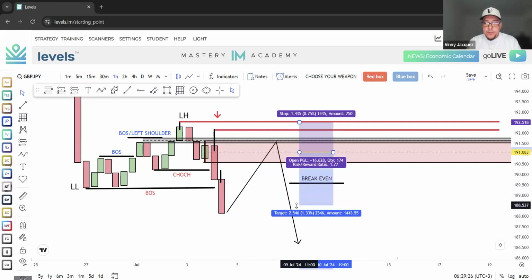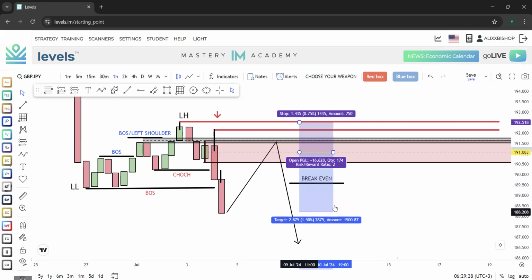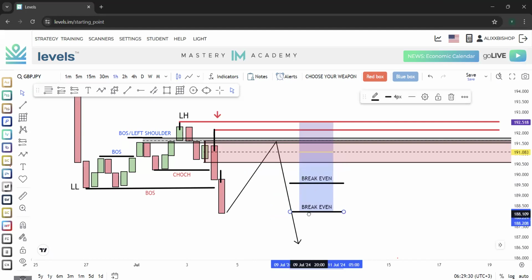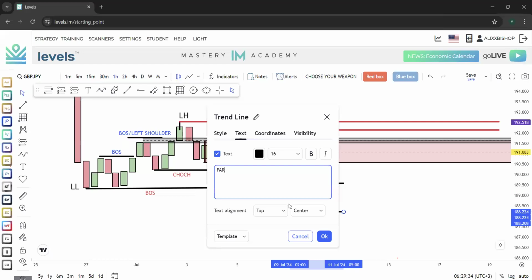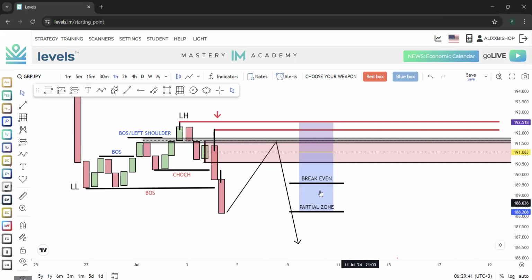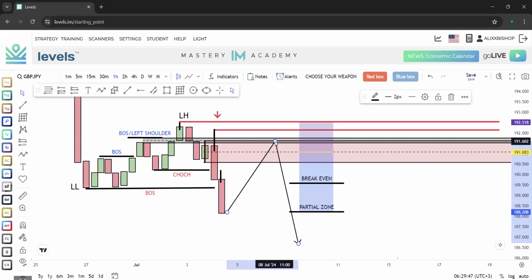David, I have a question. My question is, after marking up the left shoulder and the head, when the market comes back to the right shoulder, am I placing just a test trade right away or a normal trade?